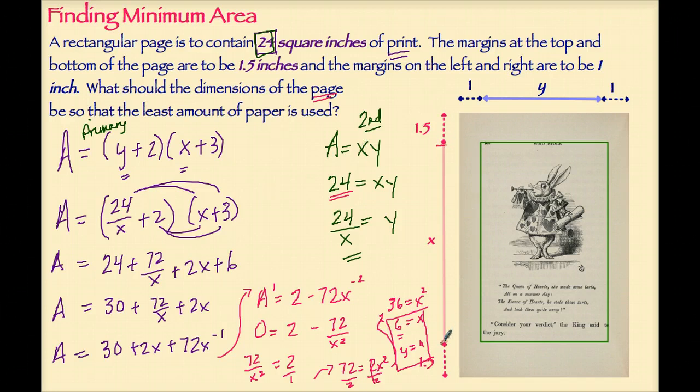Remember, x is the length of the print. y is the width of the print. That's not the width and length of the page. So for my final answer, and for a final change in color, the length of the page will be x, which is 6, plus 1.5 plus 1.5, which will be 9. So this will be 9 by, and then of course y, which is 4, should be added to 1 plus 1, which is 2, and that's going to give me 6. So my final answer, 9 by 6.